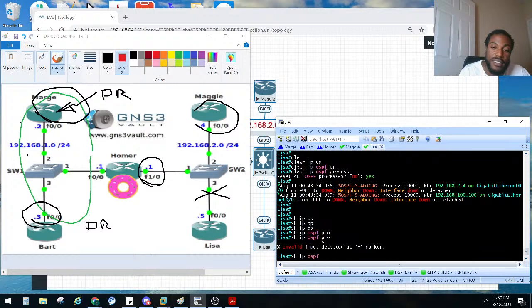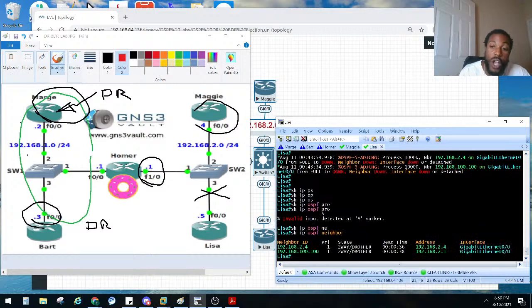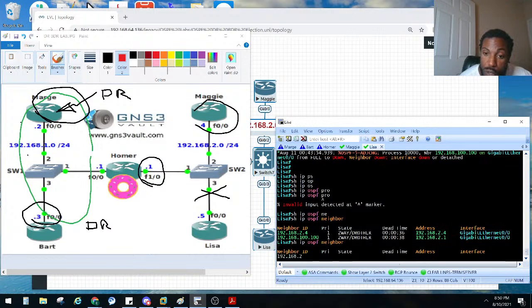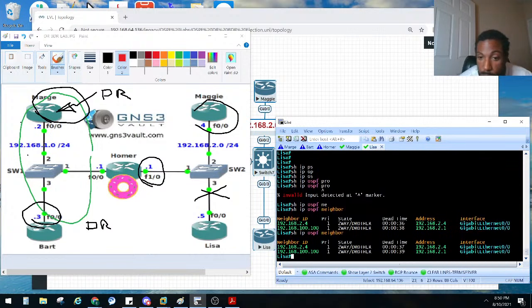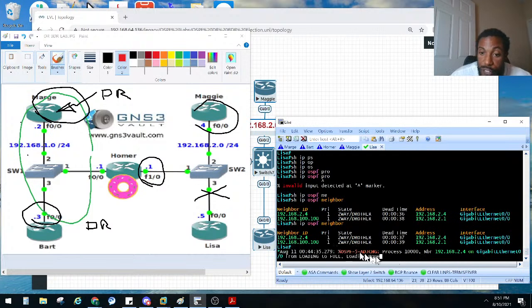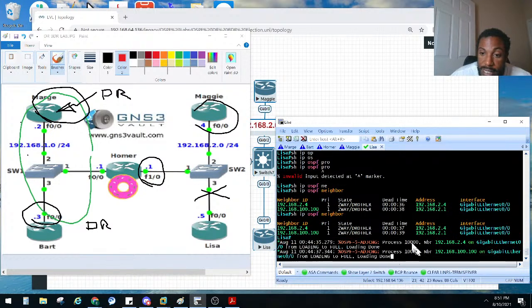Neighbor. Okay, so they're coming up. They're starting to come up. So it's in two-way right now. DRother. Remember the steps? There are neighbor states, right? There's like seven neighbor states. I can't remember. We are two-way DRother. Two-way DRother. Wait for it. Wait for it. And there it goes right there. Loading, full. Done. So process 10000, just for Morningstar right here.